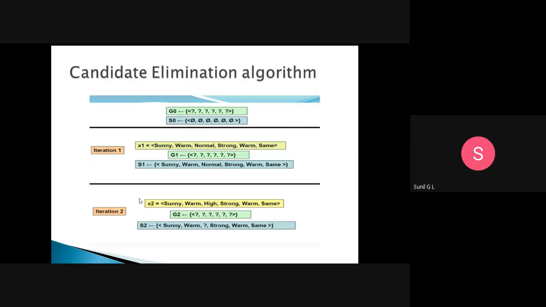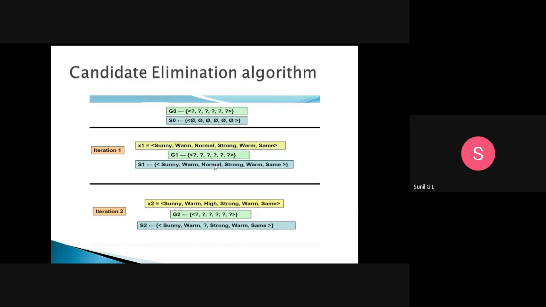In the iterations, we take x2. Instance x2, the second row, is sunny, warm, high, strong, warm, same. This is a positive data set. We need to look at the previous specific hypothesis and the current instance, and compare the values of each attribute. Sunny and sunny are the same, so keep the same value in the next hypothesis S2. Warm and warm are the same, keep the same value.